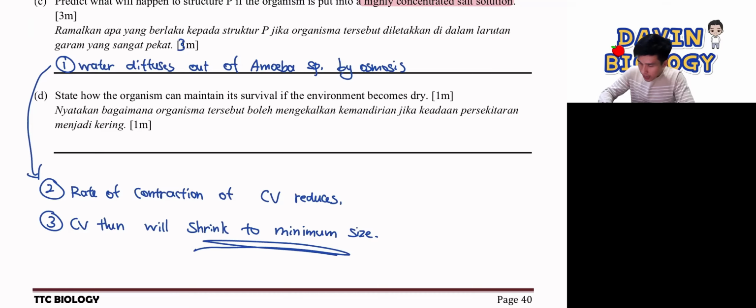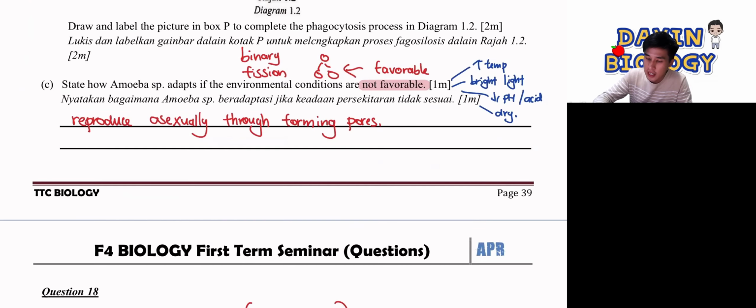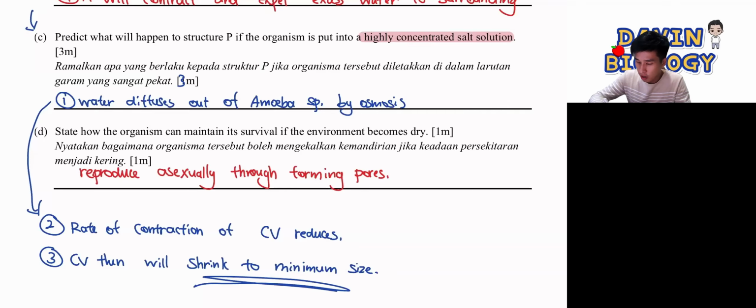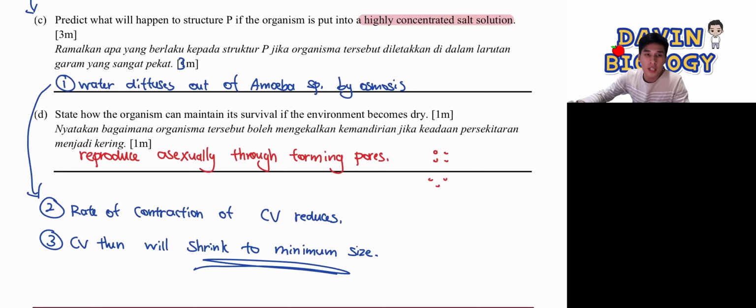All right. And then the next question we already did just now: how the organism maintains its survival if the environment becomes dry. Basically, it does the same thing. It will form spores, so you can just write this exact same thing. Spores are very strong. So even though the surrounding is very hot, very dry, the spores will not die. The spores will wait until, let's say, the temperature becomes normal again, then the amoeba will grow out from it. Okay. I think we are doing the last one already. Next page, page 41.